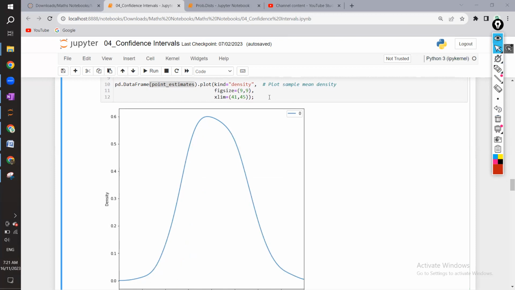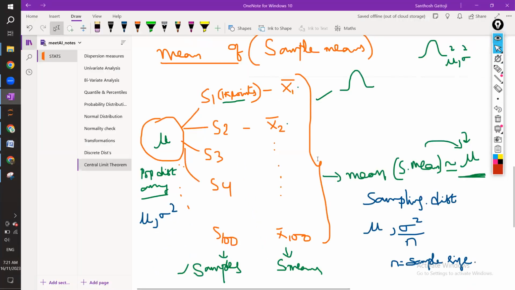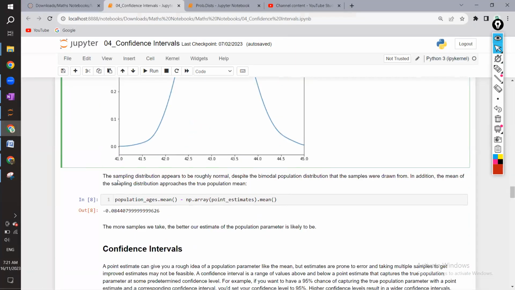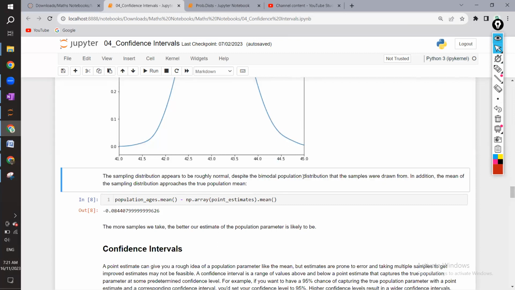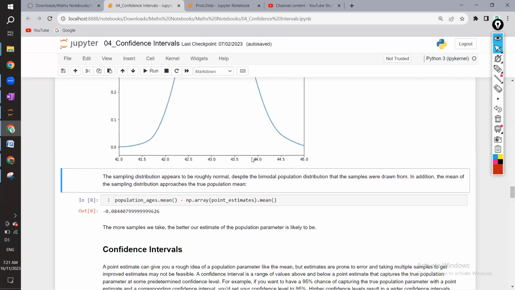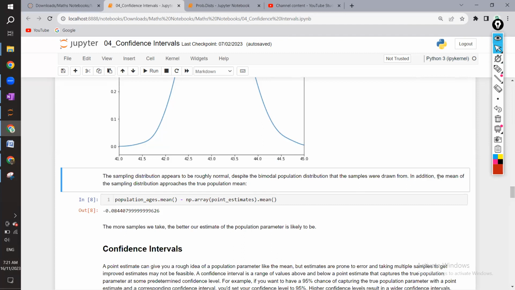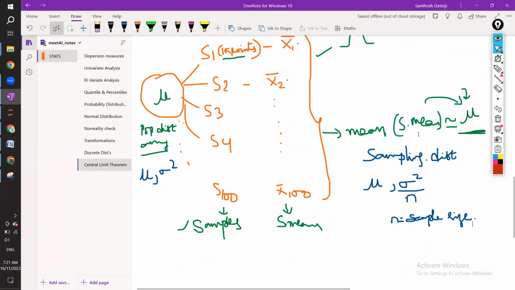Which is what the theorem also says. I also said the same thing, right? All this will follow a normal distribution. The sampling distribution appears to be roughly normal, despite the bimodal distribution of the population the samples were drawn from. So even though the population is bimodal, you still get a sampling distribution that is roughly normal, not exact normal, but roughly normal. In addition, the mean of the sampling distribution approaches the true population mean. This is one more point which I told you: the mean of the sample means will follow the true population mean, that is mu.